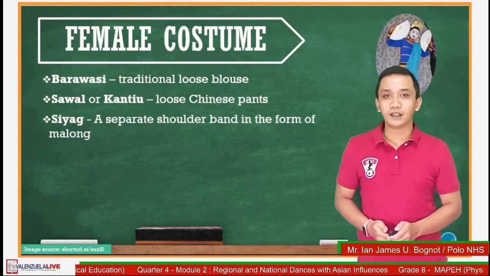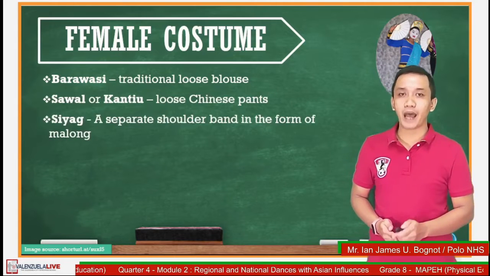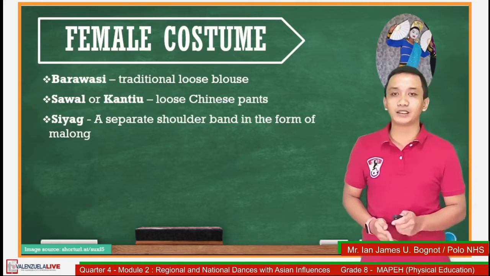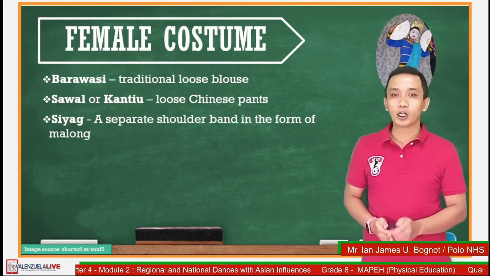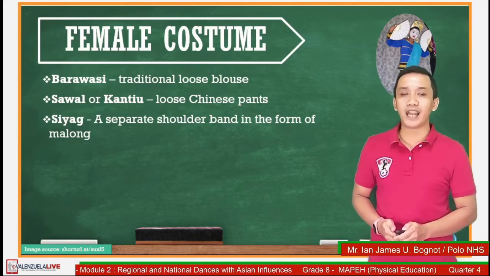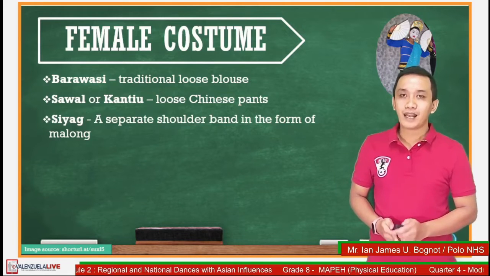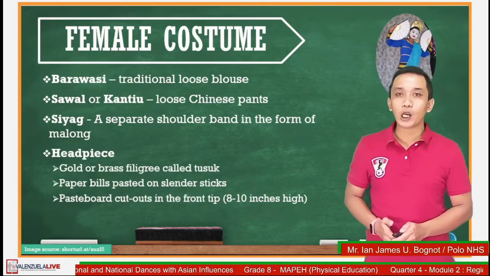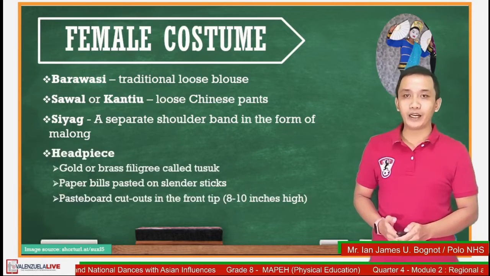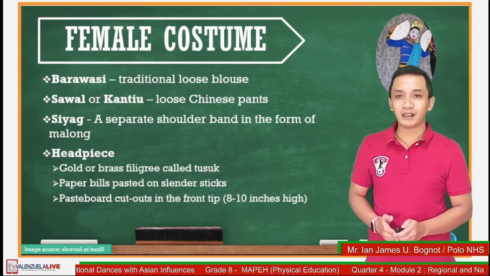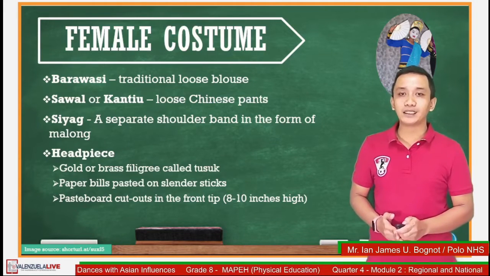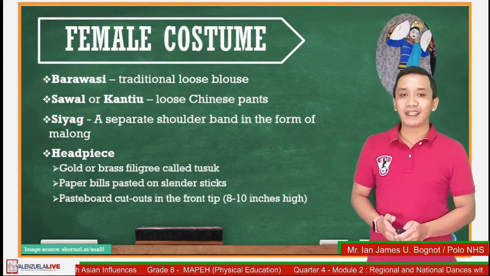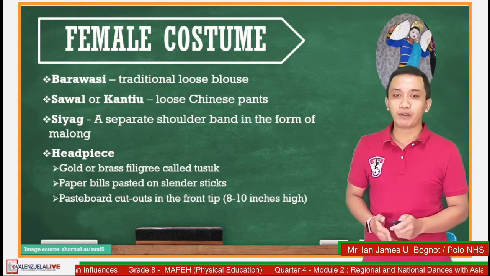Third, siyag. It is a separate shoulder band in the form of malong, made of rich material, which is strung over the right shoulder, crossing the chest and hanging on the left side. Lastly, headpieces may be one of the following. First, gold or brass filigree called tusok. Second, paper bills pasted on slender sticks. Third, baseboard cutouts in the front tip from 8 to 10 inches high.